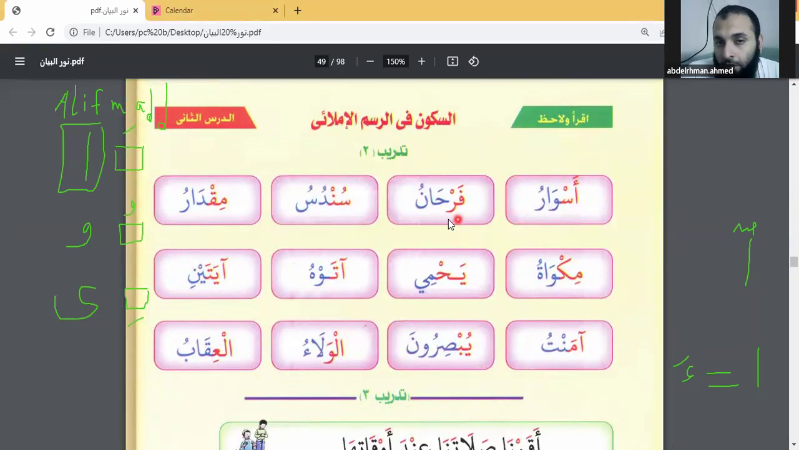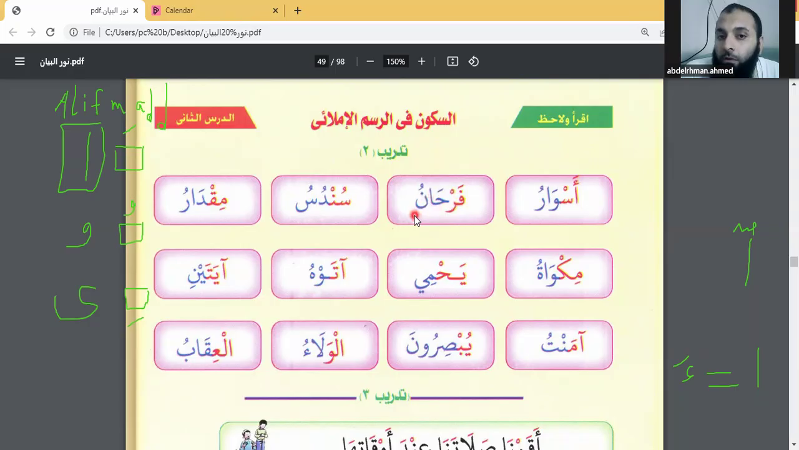أسوار، فرحان. So is this Hamzat Wasl or Alif Mad? We are reading Arabic now. This page is not from the Quran. How can I know? Let's check. The previous letter has Fatha. The next letter, is it Sukun? No, it's not Sukun. So that's Alif Mad. So we should stretch the Fatha.